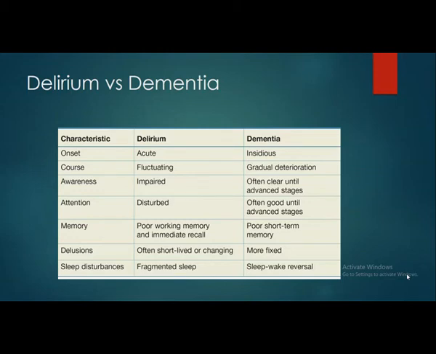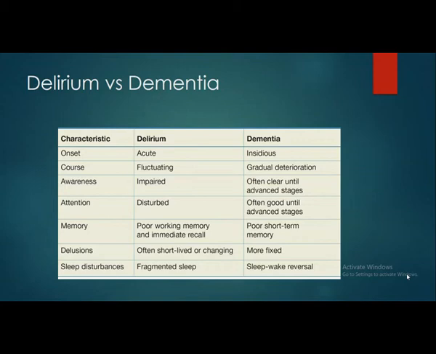The delusions are mostly short-lived or changing in delirium. However, in dementia, there are fixed delusions. If somebody has a paranoid delusion, it is fixed, that this particular person is against me. However, in delirium, that changes. If a person is visually hallucinating, then the next moment, he won't be visually hallucinating.